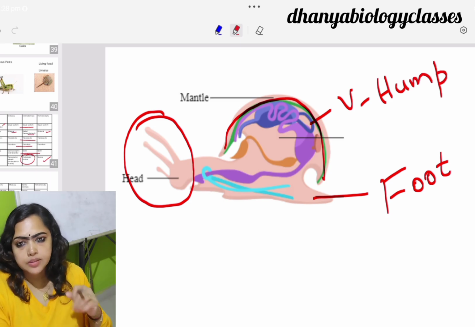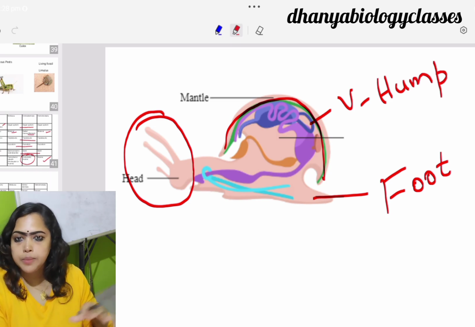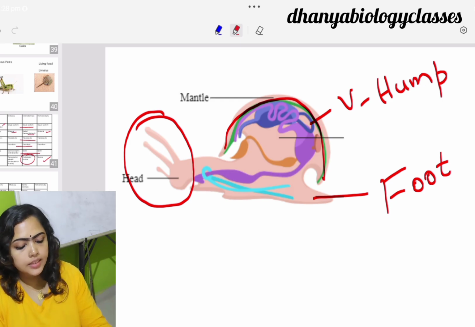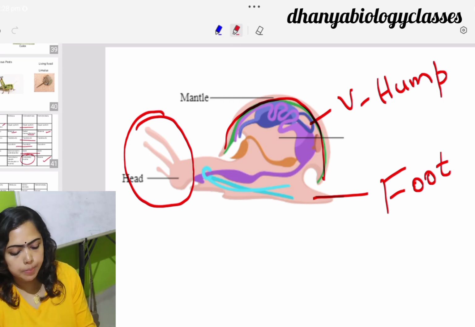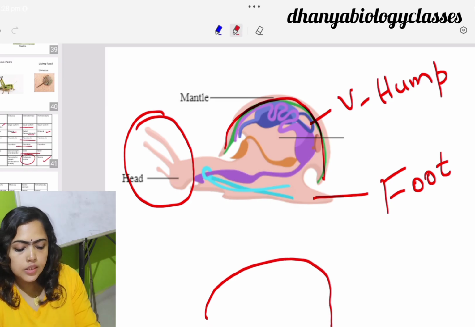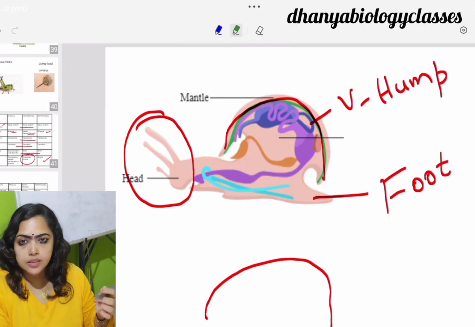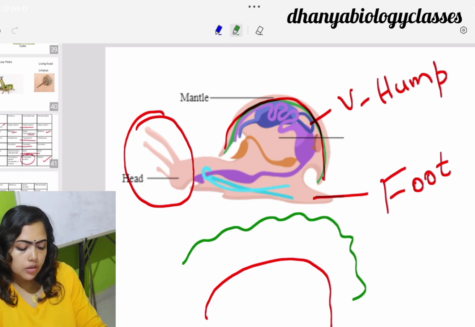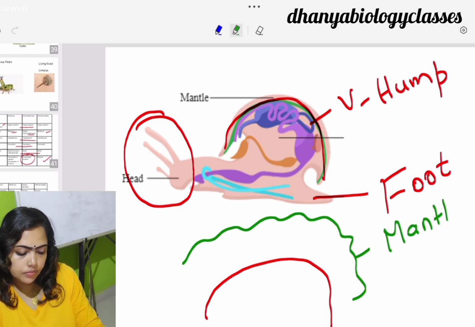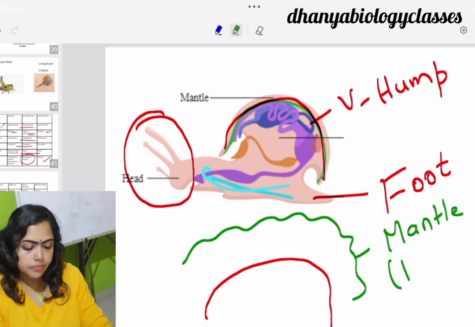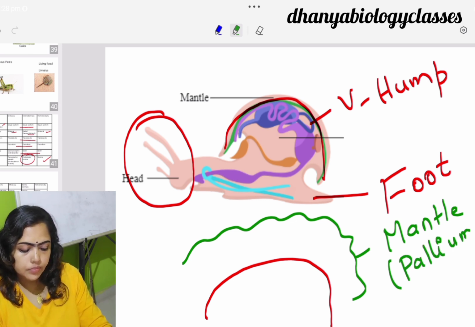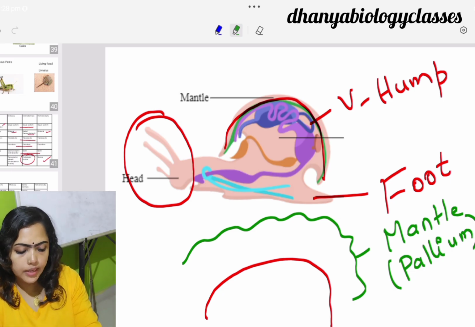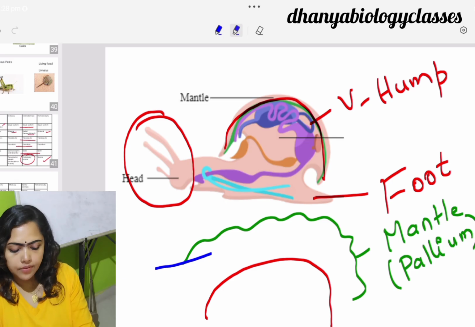What is this visceral hump? This is the part that carries viscera. Viscera means internal organs. Then another thing is important here. This visceral hump is externally covered by a soft spongy layer of skin. And that soft spongy layer of skin is called mantle, or it is also called pallium. This mantle or pallium encloses a cavity, and this cavity is called the mantle cavity or pallial cavity.